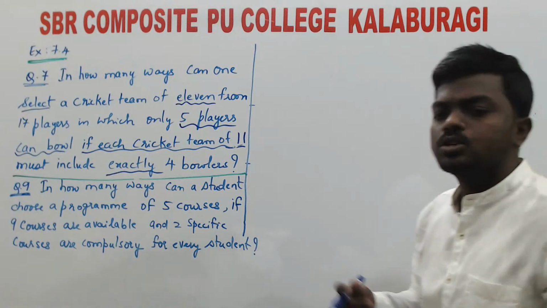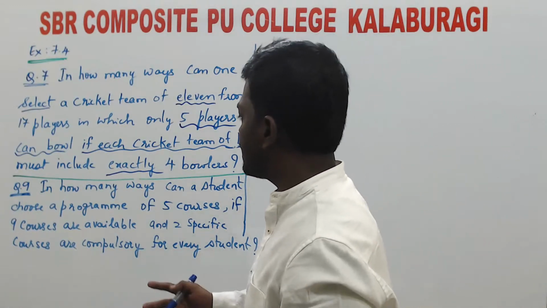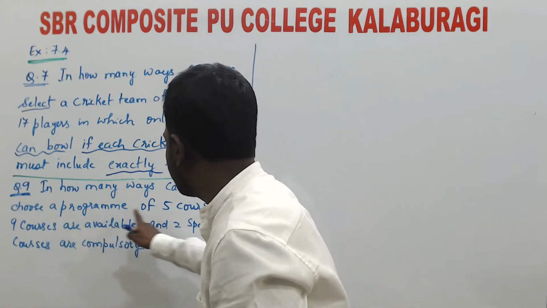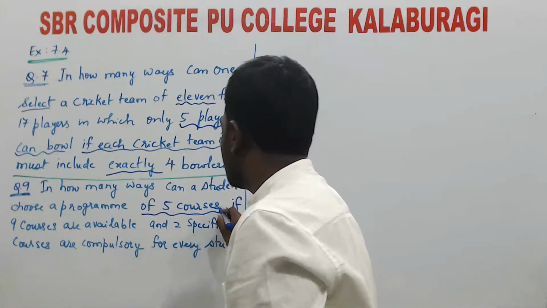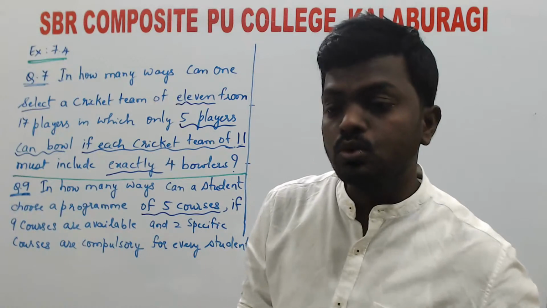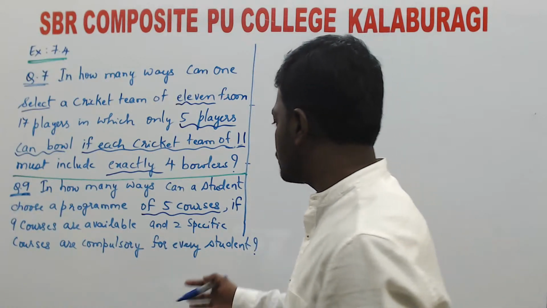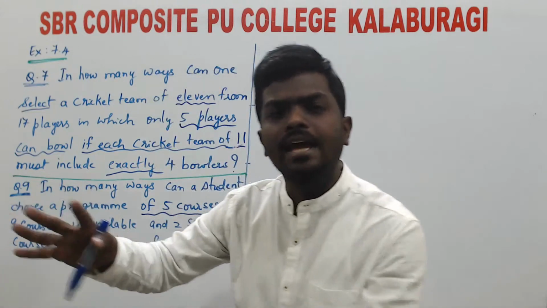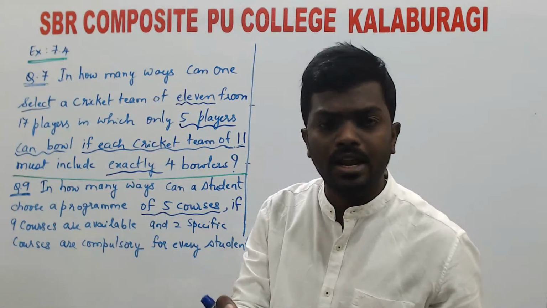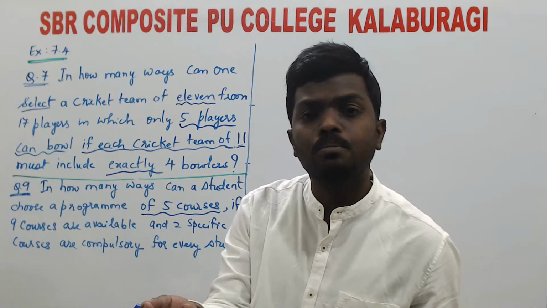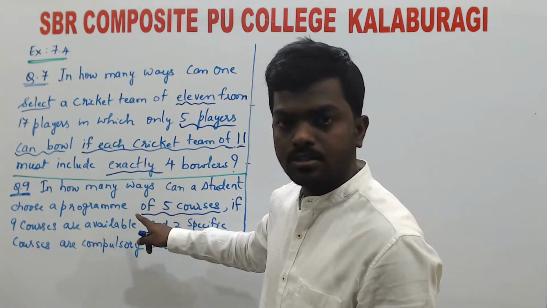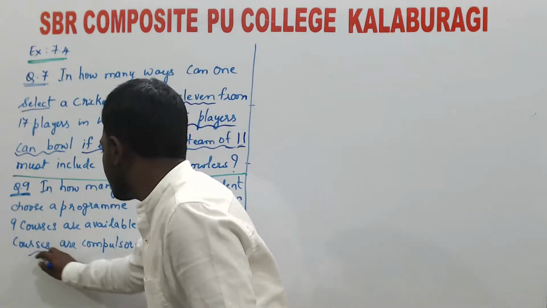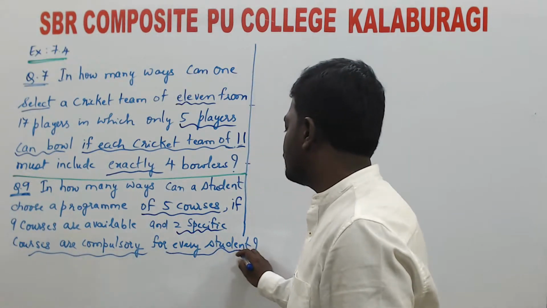Okay, students, now question number 9. So what does question number 9 tell us? In how many ways can a student choose a program of 5 courses if 9 courses are available? So there are 9 courses available for the student, but he has to pick how many? 5 courses, right? And 2 specific courses are compulsory for every student.